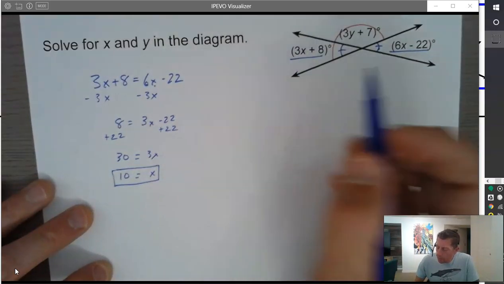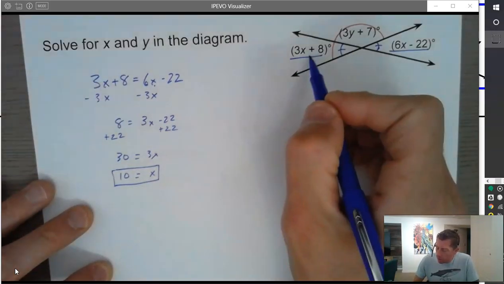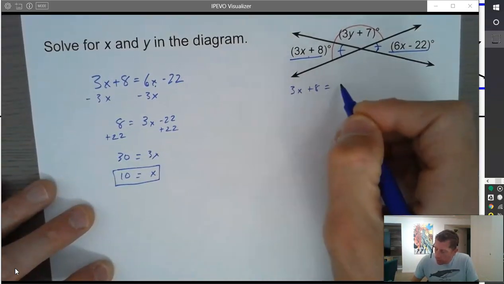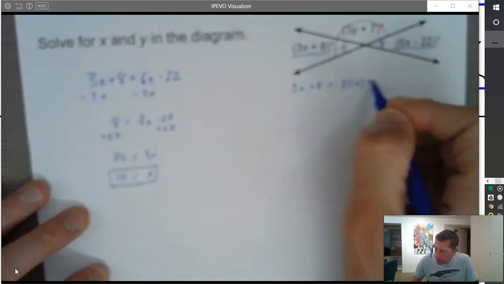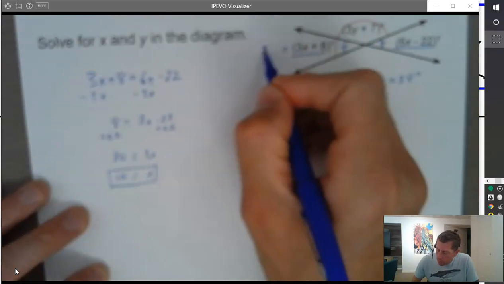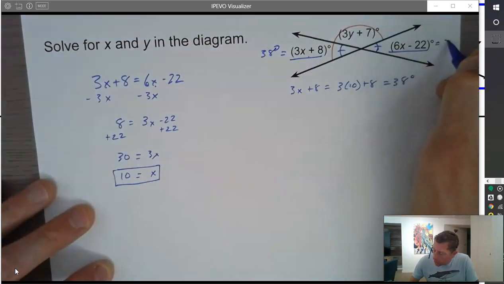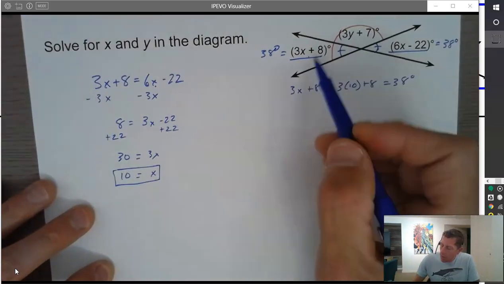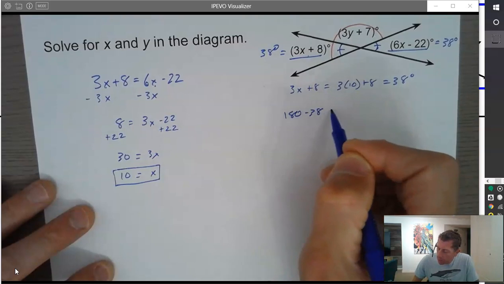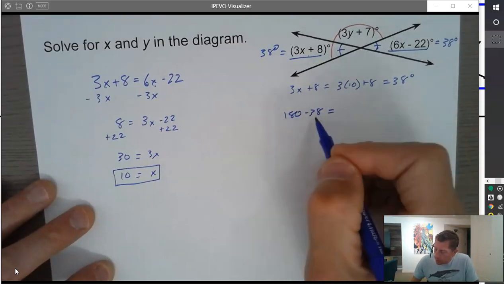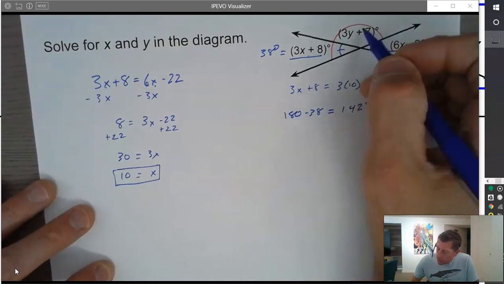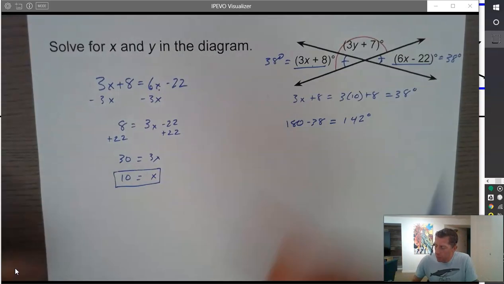So what I could do is a couple different things. I could take x and I could plug it in here, and I could say 3x plus 8 equals 3 times 10 plus 8, and that gives me 38 degrees. So that tells me that this angle is equal to 38 degrees, and this angle is equal to 38 degrees. So now I know that since this is a linear pair, I could say 180 minus 38 equals 142 degrees. Now this angle here is then going to equal 142 degrees.